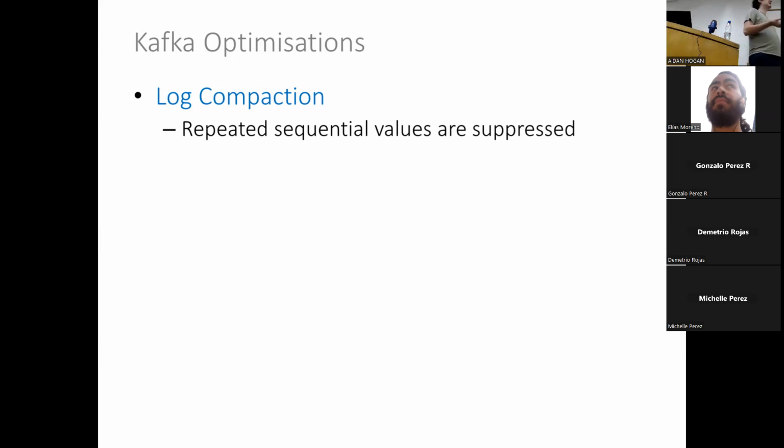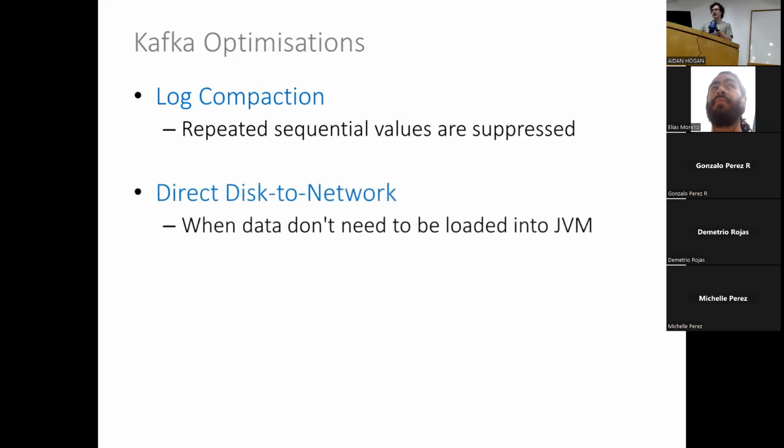Why is this interesting? We have to think that we're using Kafka for streams, for sensors. Let's say we had a temperature reading every second. It's quite likely we're going to get sequential values that are the same. Maybe there's some other type of sensor where there are going to be sequences or runs of the same value. So Kafka allows you to compact and compress these sorts of values.